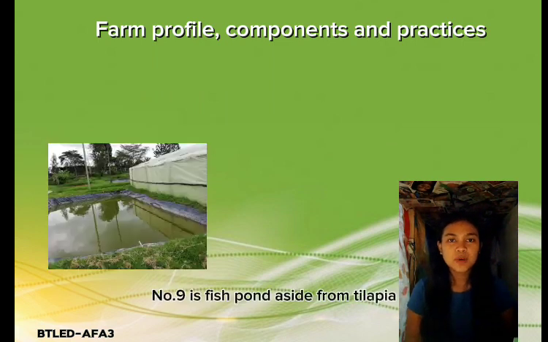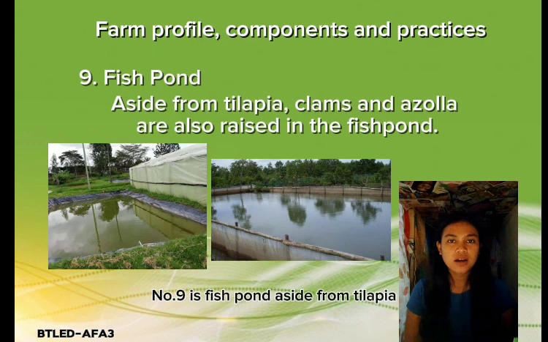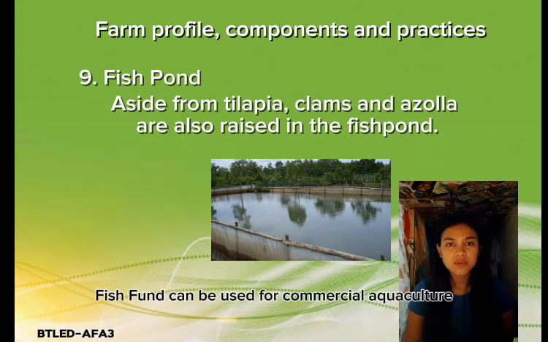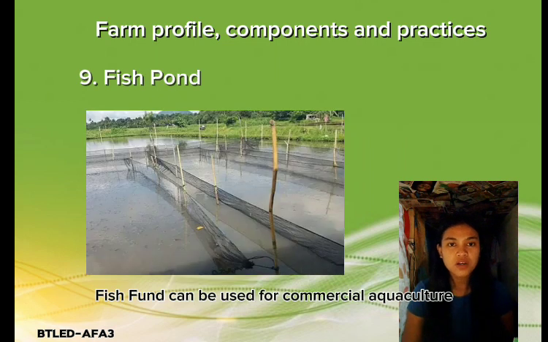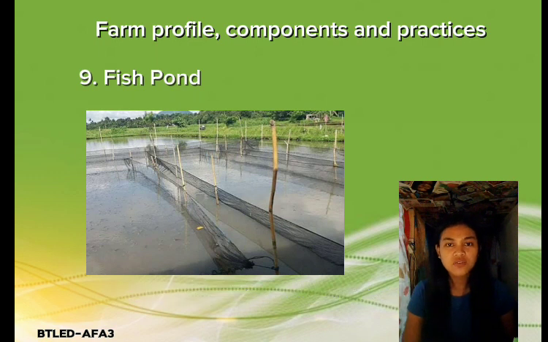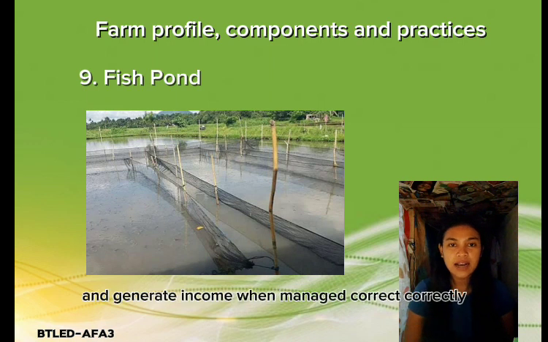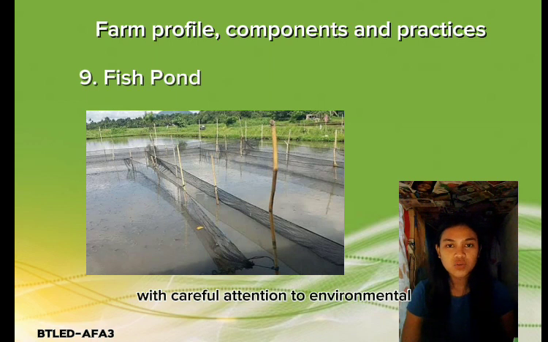Number 9 is fish pond. Aside from tilapia, clams and azolla are also raised in the fish pond. A fish pond is a controlled, artificial body of water designed for raising and breeding fish. Fish ponds can be used for commercial aquaculture, recreational fishing, or ornamental purposes. Fish ponds offer a sustainable way to produce food and generate income when managed correctly, with careful attention to environmental and health factors.